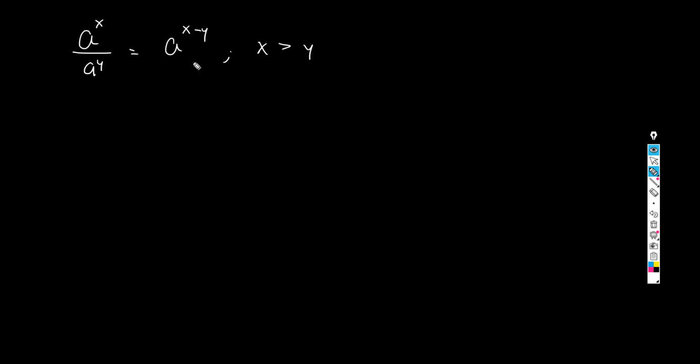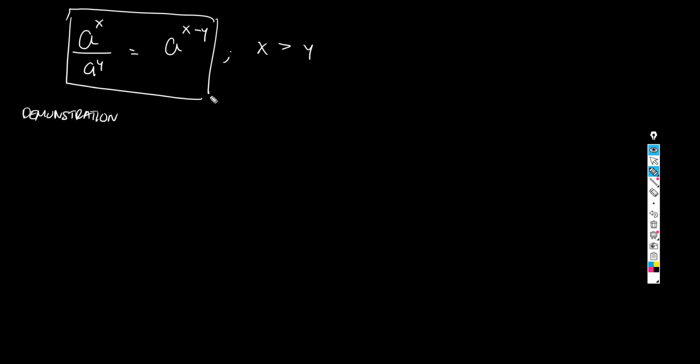Later, we're going to see the same demonstration for any type of x and any type of y, not necessarily with this restriction. But in this case, I'm going to work with x being greater than y. Okay, so let's demonstrate that this law is actually true. So, again, what am I going to use? I'm going to use the definition that I have established already. A to the x is equal to a times, etc. times a, x times, or x a's. I have x a's in here, and I'm going to use this definition.